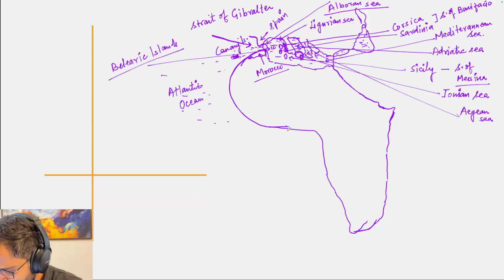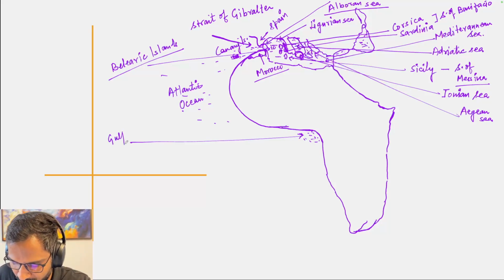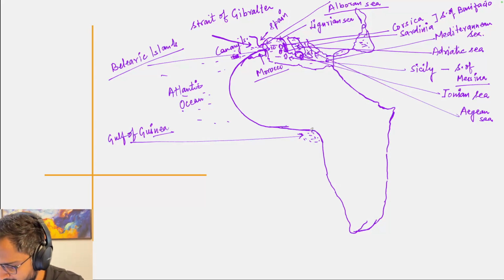over here if you reach, this looks like a gulf. This is Gulf of Guinea. This water body is Gulf of Guinea. And over here, if you look at the countries, you realize over here you have Nigeria. This is Nigeria. This is Cameroon.